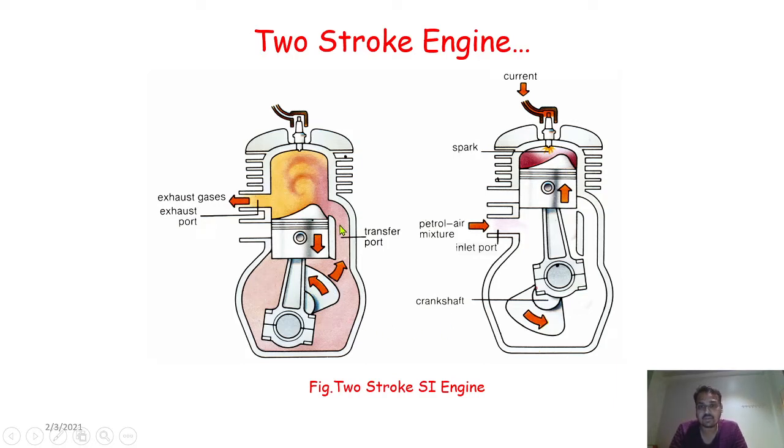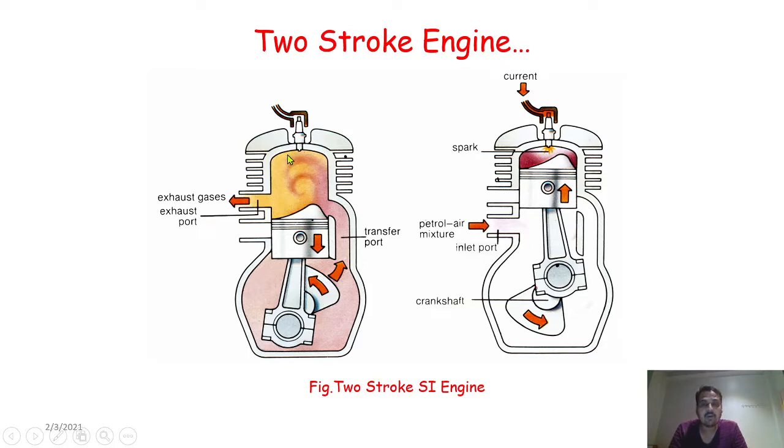of the two-stroke engine. The parts are very similar to the four-stroke engine. Here we have a piston, connecting rod, crankshaft. One more thing present over here is the crankcase. Again, the spark plug is present over here.